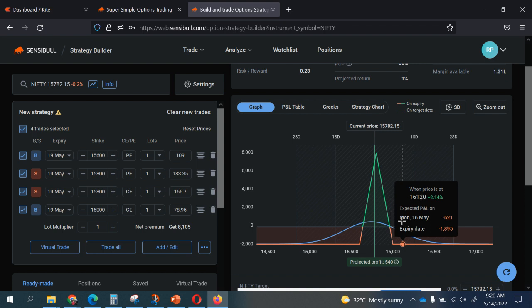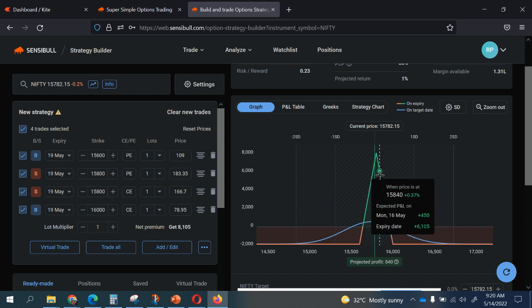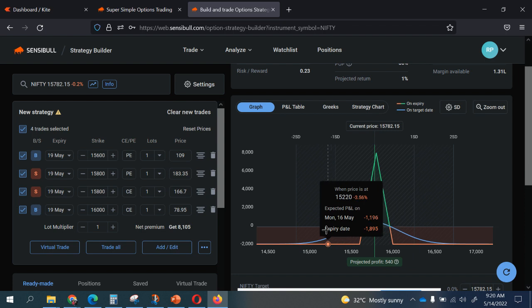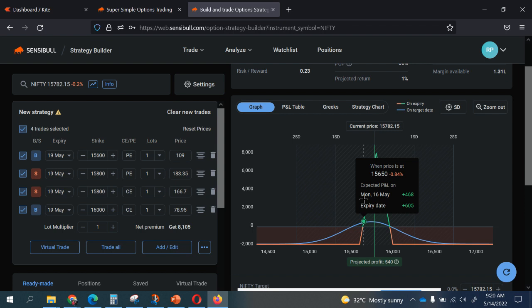We go for Ironfly when our view is range bound, when the view is market will remain sideways. Check the payoff graph. You will get the profit only when the market expires between this green area, right? So what does that mean? Market should be sideways. If market becomes momentum on the upside, you will end up into losses. If from the current market position the market keeps going down, you will get into losses. So why do we go for Ironfly? The basic view is market should remain range bound or sideways. All right, view is very important.